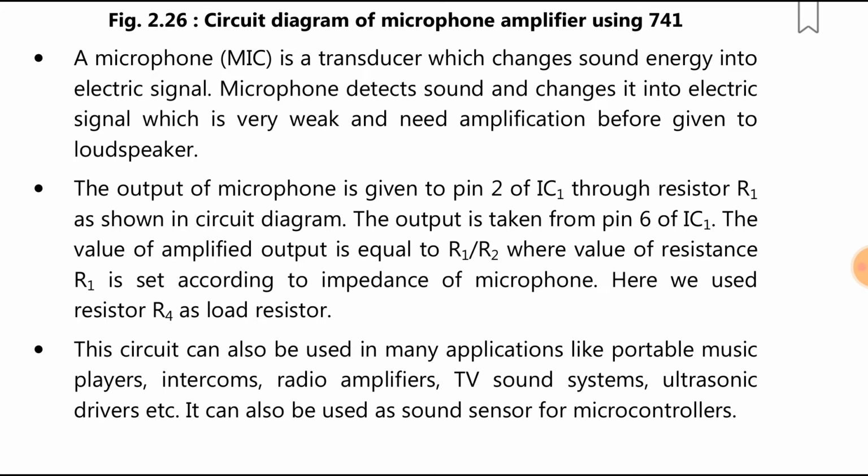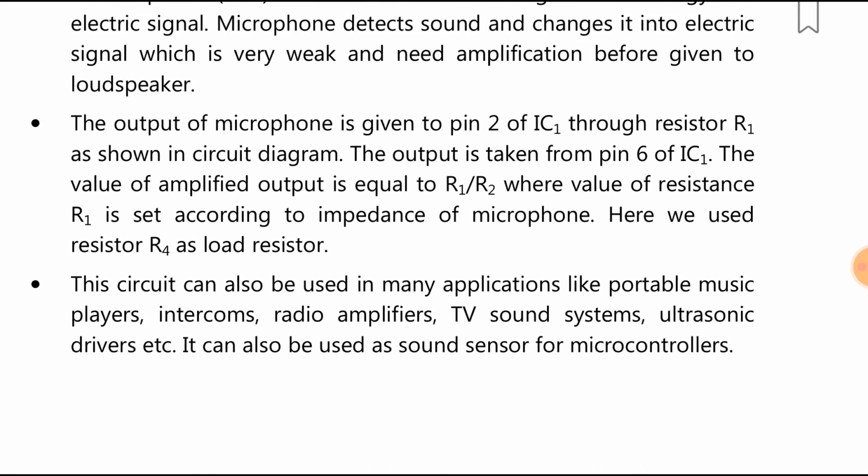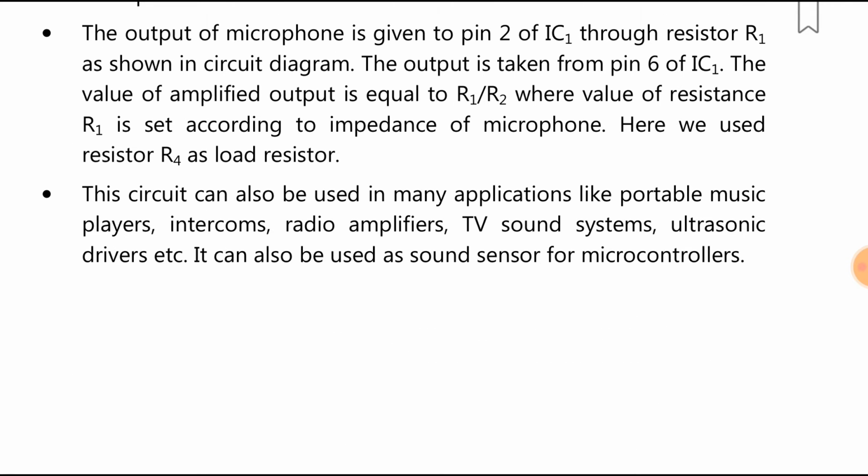Microphone detects sound and changes it into an electric signal which is very weak and needs amplification before being given to the loudspeaker. The output of a microphone is given to pin number 2 of IC1 through resistor R1 as shown in the circuit. The output is taken from pin number 6 of IC1.